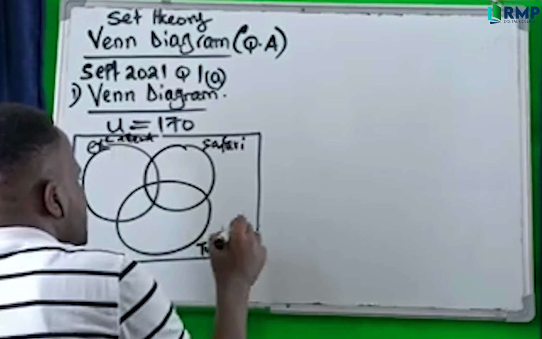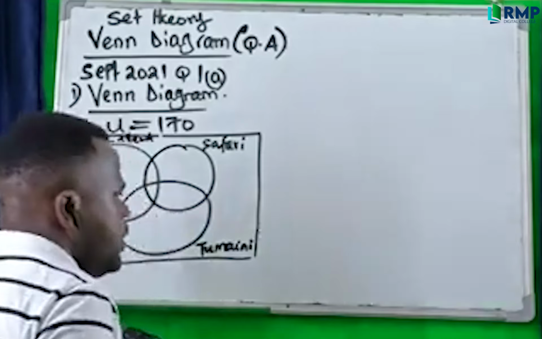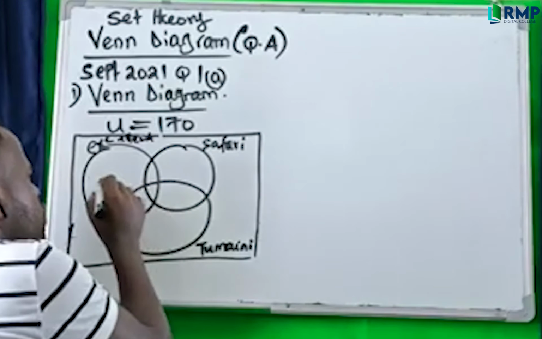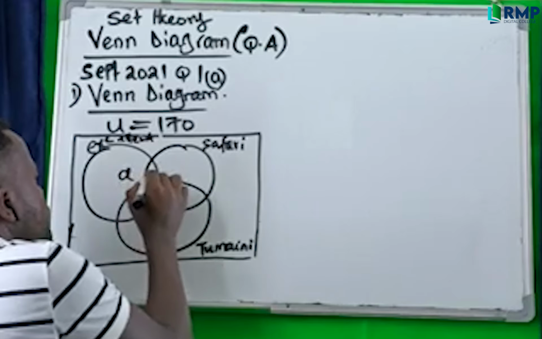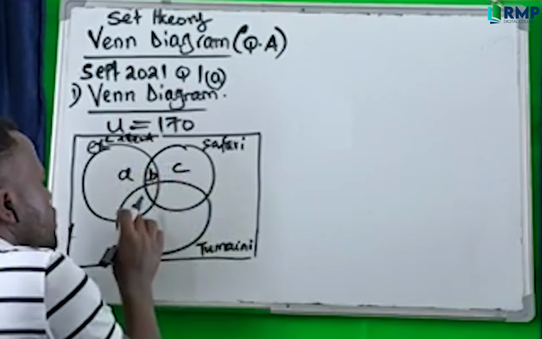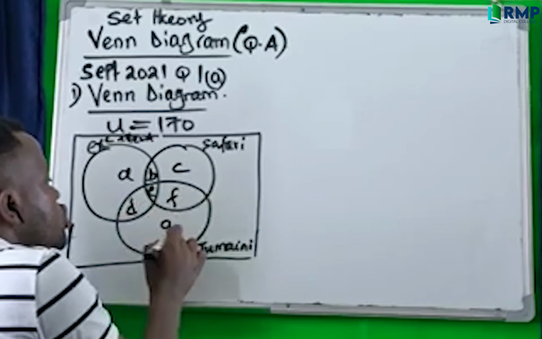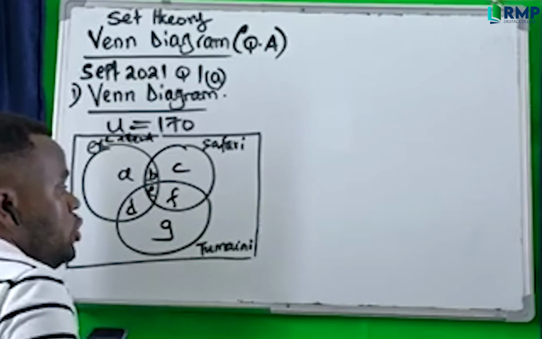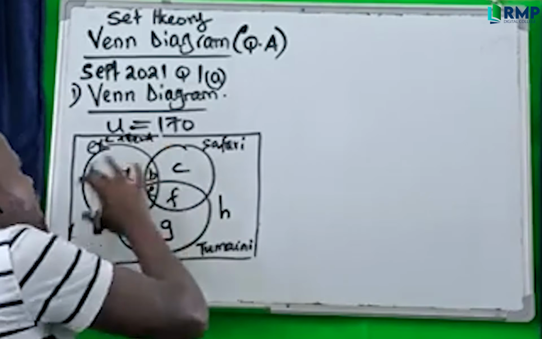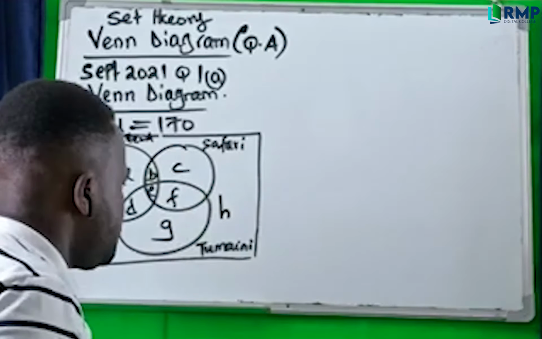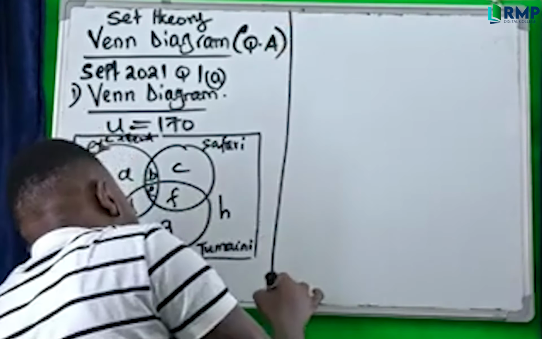Let's now label these segments so that they are represented by a letter. I call these A, B, C. These will be D, E, F. These will be G. All these are labeled. I want to label the outside part H, to represent those who are not part of these three preferences.